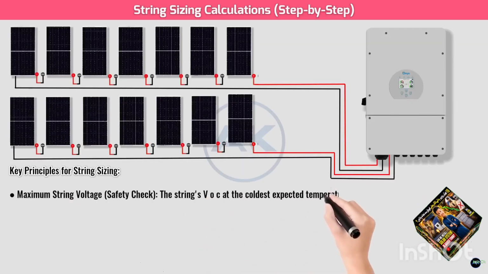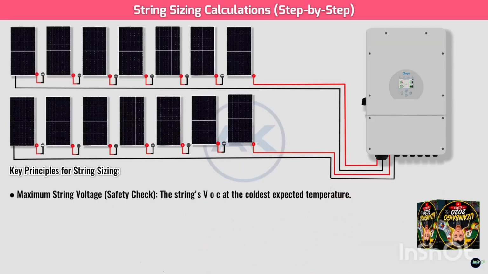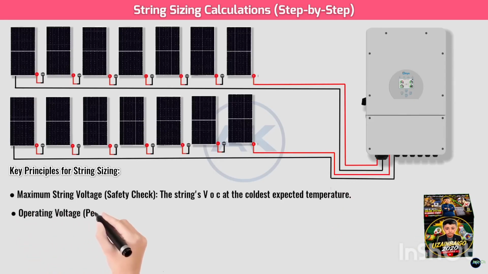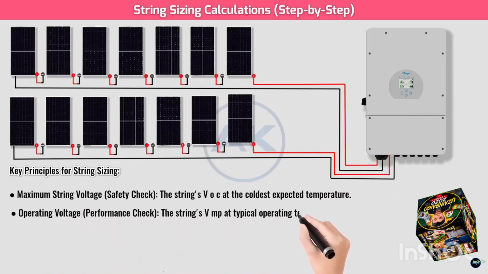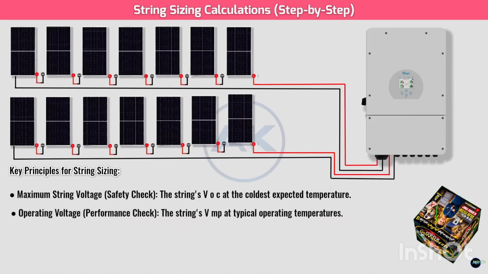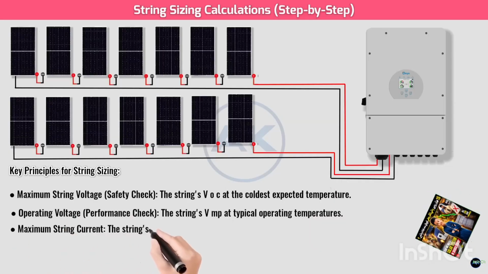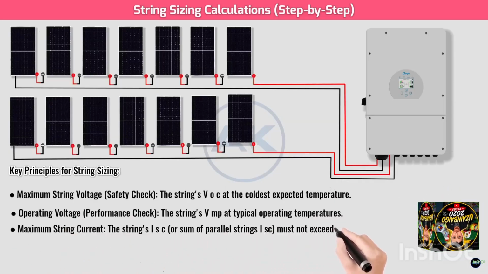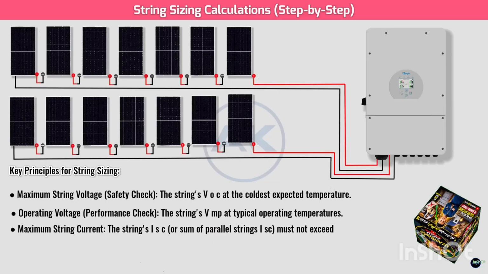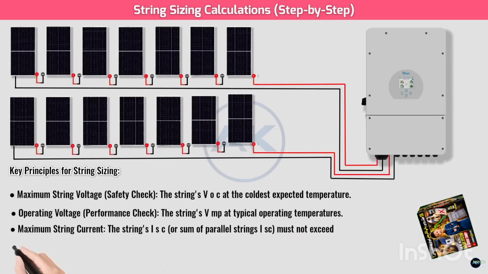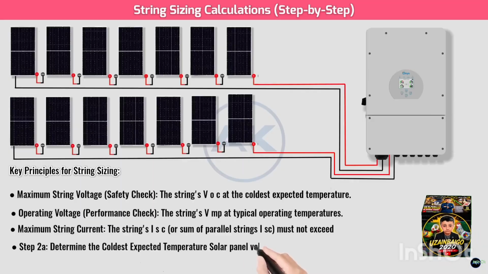The string's VOC at the coldest expected temperature must never exceed the inverter's maximum PV input voltage. Operating voltage performance check: the string's VMP at typical operating temperatures should fall within the inverter's MPPT voltage range. Maximum string current: the string's ISC, or sum of parallel strings' ISC, must not exceed the inverter's maximum input current per MPPT.